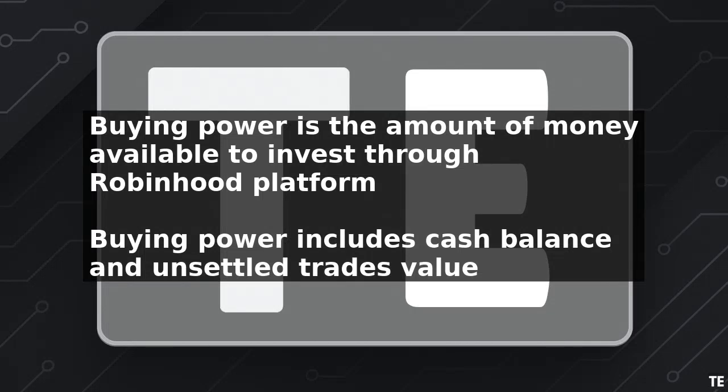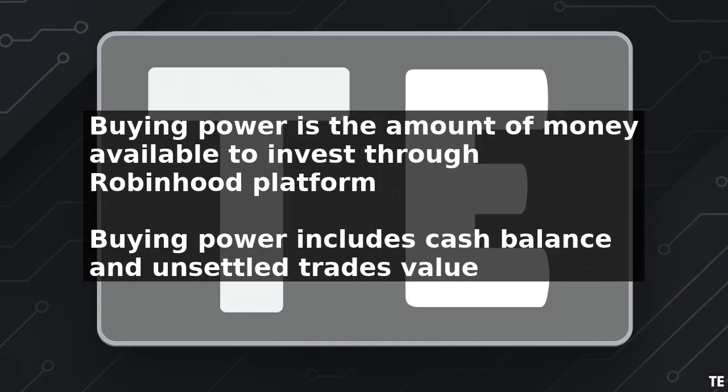To withdraw Robinhood buying power, first, you need to understand what buying power is. Buying power is the amount of money you have available to invest in the stock market through the Robinhood platform. It can include your cash balance, as well as the value of any unsettled trades.